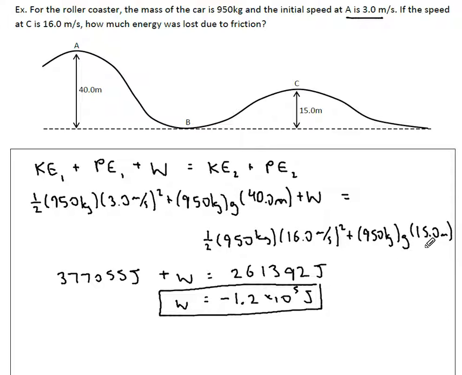And instead of doing that 40 meters and that 15 meters, we could have just had 25 meters and 0. If I set this as my 0 line, the difference in height would have been 25. I just showed all the work for this one, but both would work.